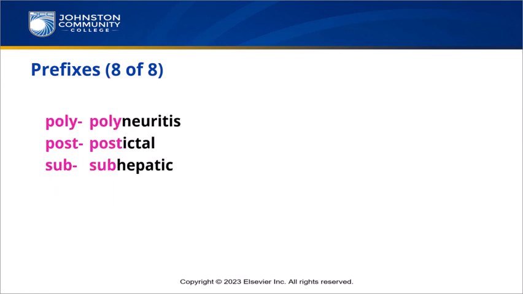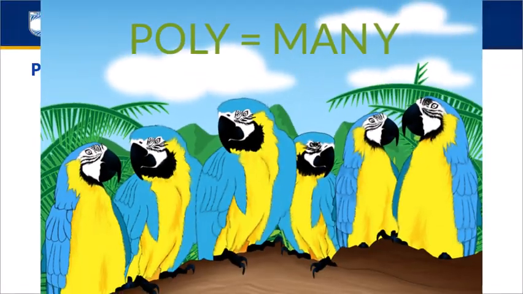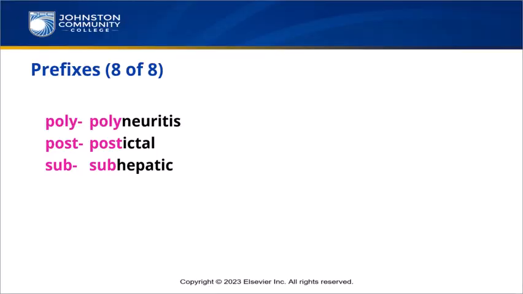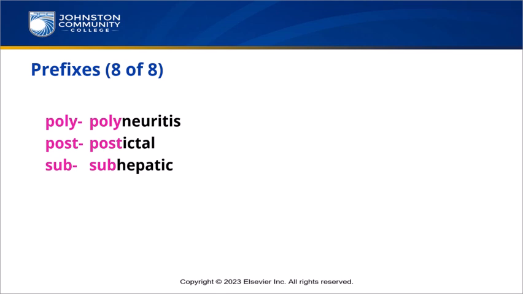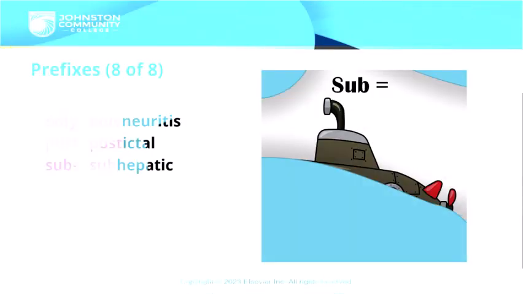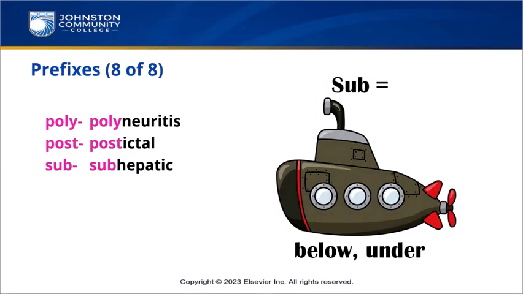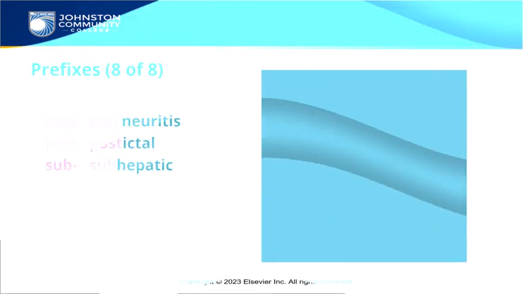Then we have prenatal, which means pertaining to before the birth. Pre means before. Finally, we have poly, post, and sub. Polyneuritis is inflammation of many nerves. Remember polysomnographer? Poly means many. Then we have postictal, which is pertaining to after a seizure. Post is our prefix here, and it means after. Then we have subhepatic, which is pertaining to below the liver. Sub means below. Remember submarine?